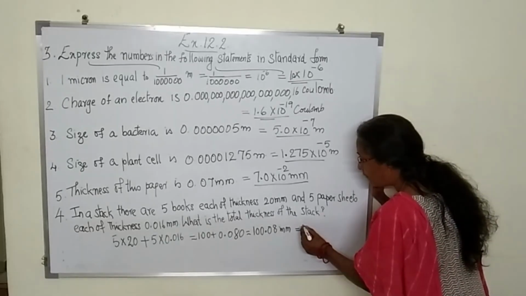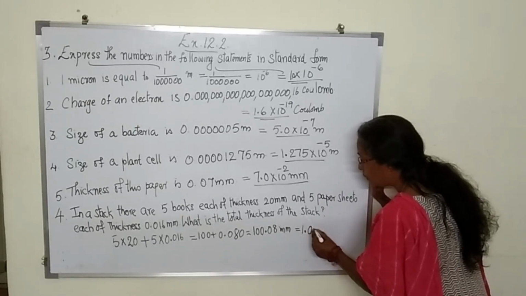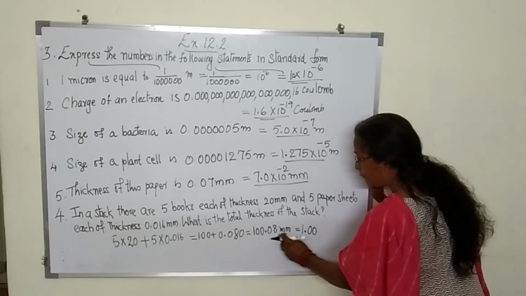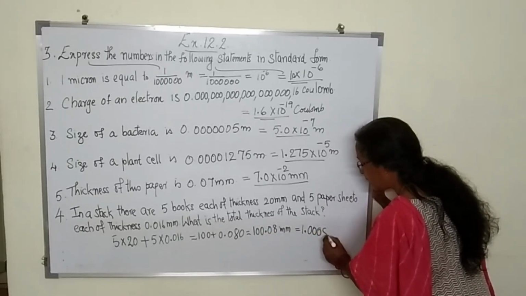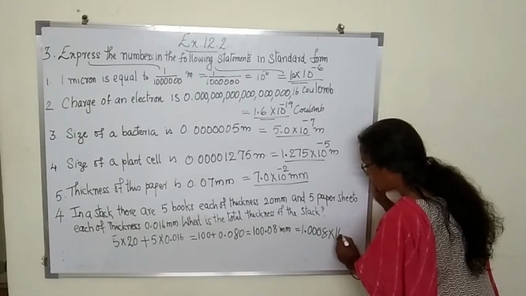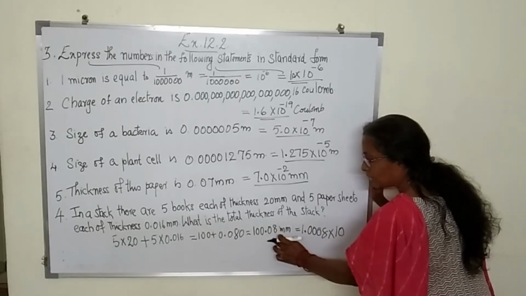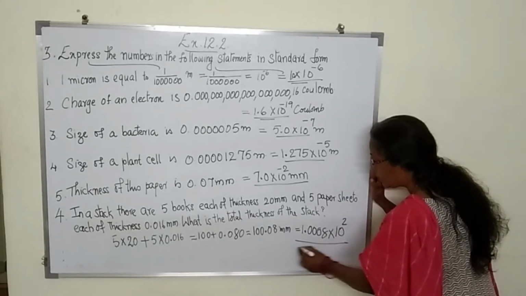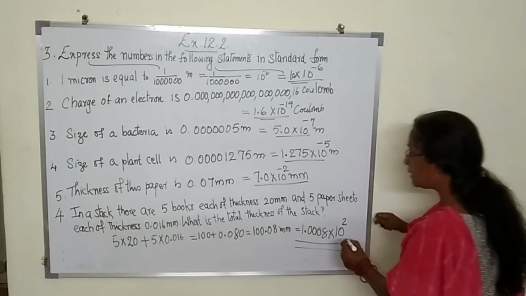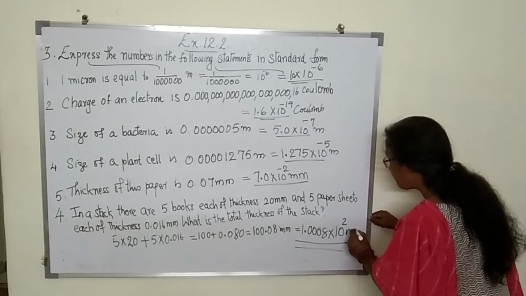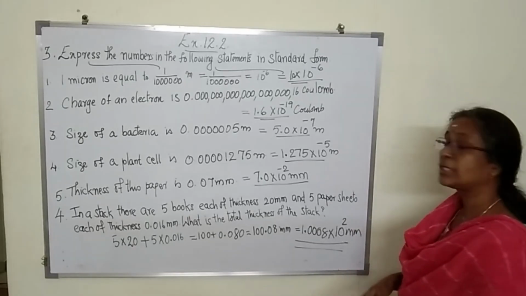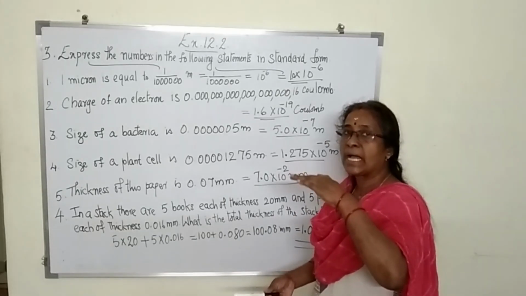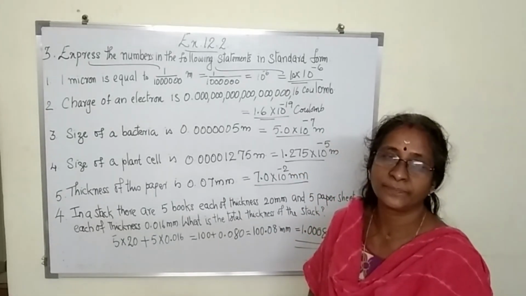It will be 1.00, from here, sorry, 1, 2, 3, 4, 0, 8 into 10 raised to, see, we have taken these 2 decimal places, so it will be 2. So the total thickness will be 1.008 into 10 raised to 2 millimeters. The total height of the stack will be that much.